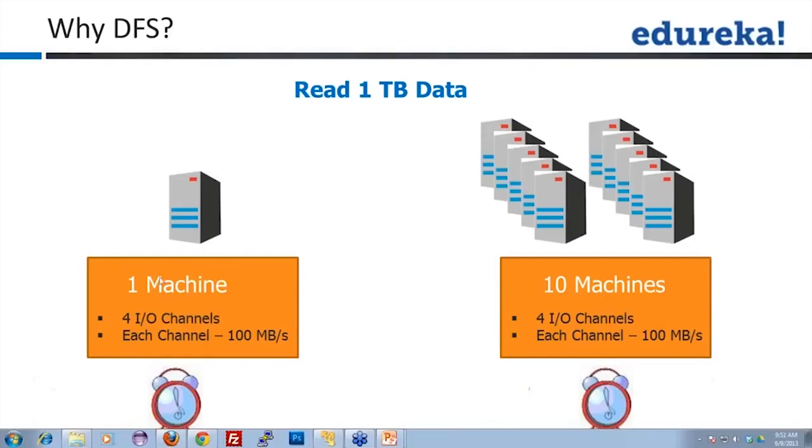We have this one machine here which has 4 IO channels. Each channel can do 100 Mbps of input and output. How much time will it take to do a 1 terabyte transfer? Can someone tell me that? Can everyone tell me that? I'll give you say 30-40 seconds to calculate that.